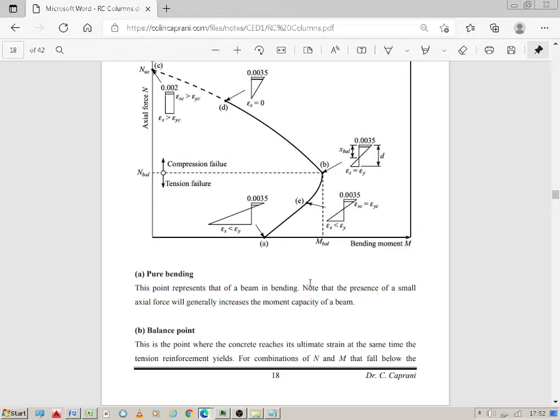So note that the presence of a small axial force will generally increase the moment capacity of a beam, and that is because it will reduce the amount of tension.